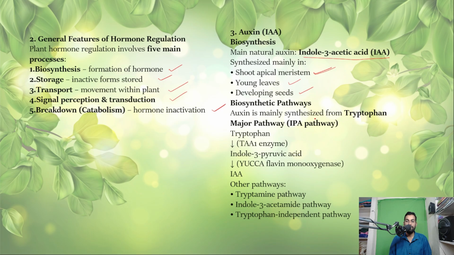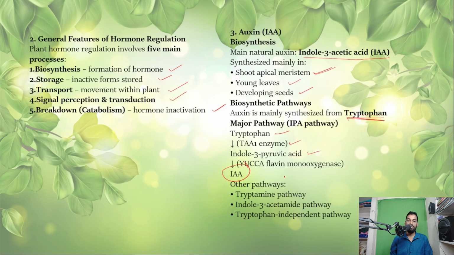It is mainly synthesized from tryptophan. We know tryptophan is an amino acid. So auxin is synthesized from tryptophan. In the major pathway, the first precursor molecule is tryptophan. The enzyme utilized here is the TAA1 enzyme, that means tryptophan aminotransferase enzyme. Okay. So it forms indole-3-pyruvic acid. Now the enzyme utilized here is YUCCA flavin monooxygenase, which forms indole acetic acid.